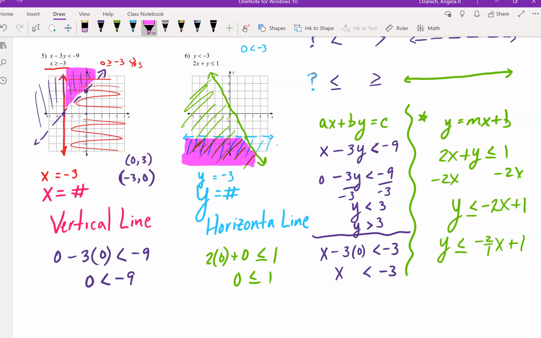All right, nice little overview for you guys on solving systems of inequalities. Hopefully that was super helpful and that you can do a few on your own now.